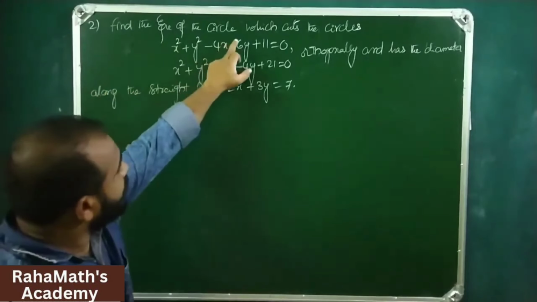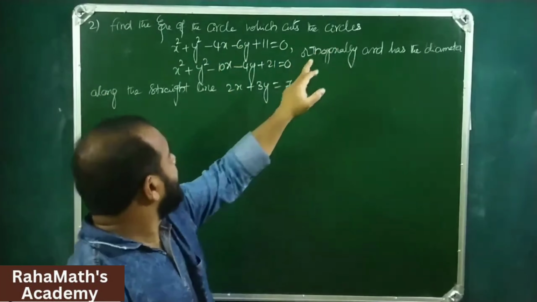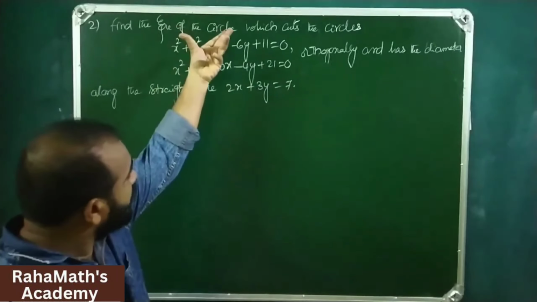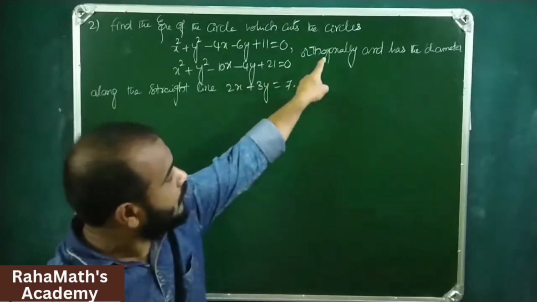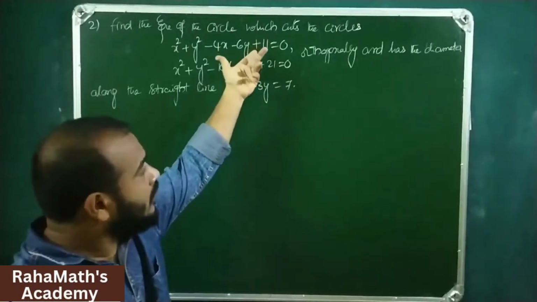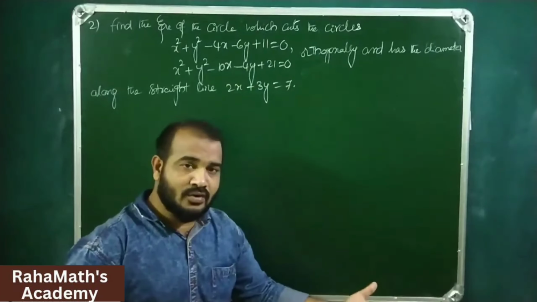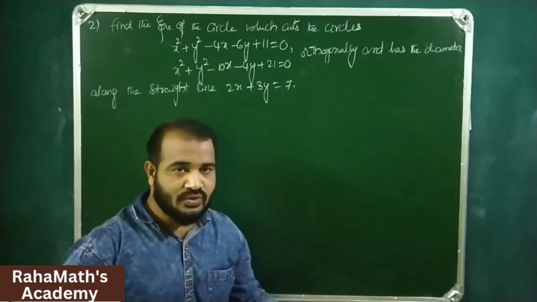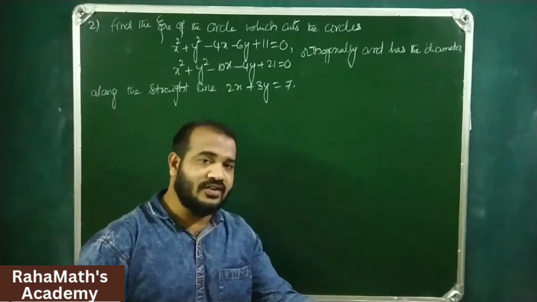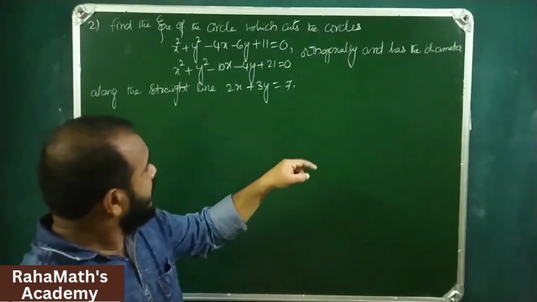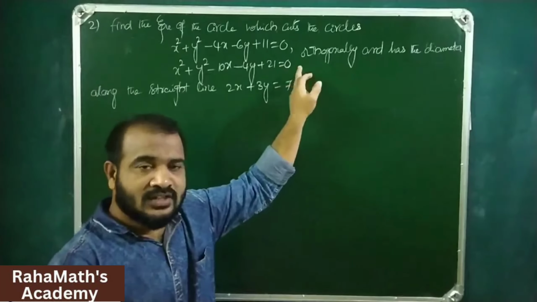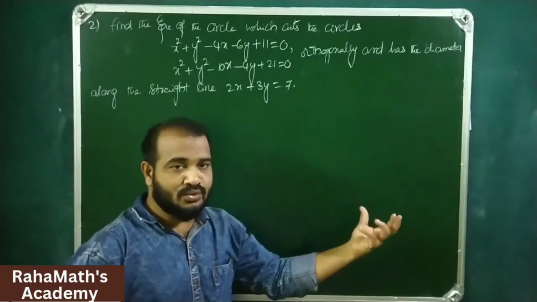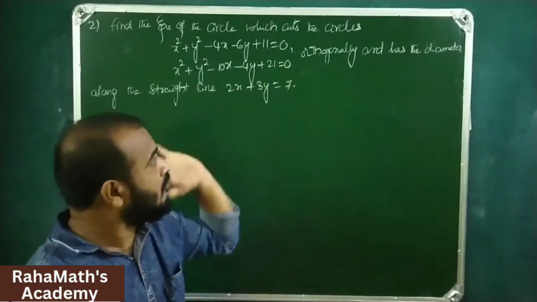Find the equation of the circle which cuts the two given circles, the required circle cutting them orthogonally. As usual, let us take the required circle to be x square plus y square plus 2gx plus 2fy plus c equals to 0, the general equation. And since it cuts both the circles orthogonally, the condition of orthogonality is to be used for both of them. That is point number 1.